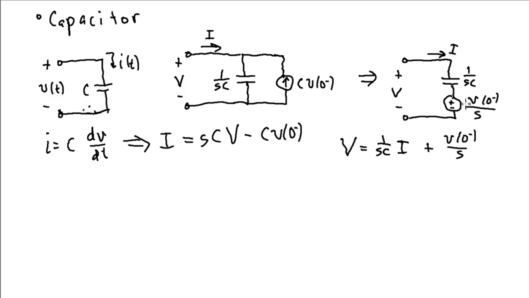Now, on the other hand, if you're using this model and V0 minus is 0, a voltage source with 0 volts across it is actually a short circuit. So in both cases, if the initial conditions are 0, the model just reduces to just a capacitor. And we can make similar comments for the inductor. If the initial inductor current is 0, then both models simplify to just a voltage across an inductor of impedance SL.